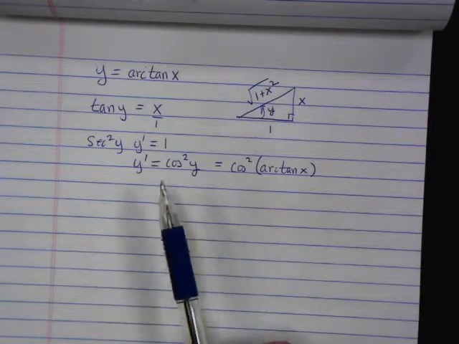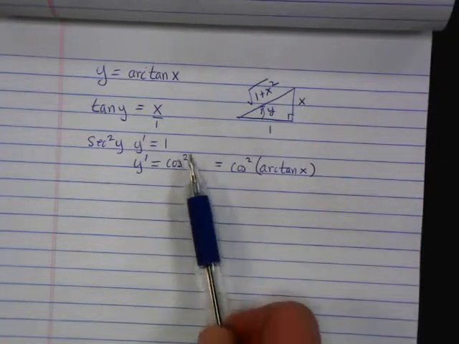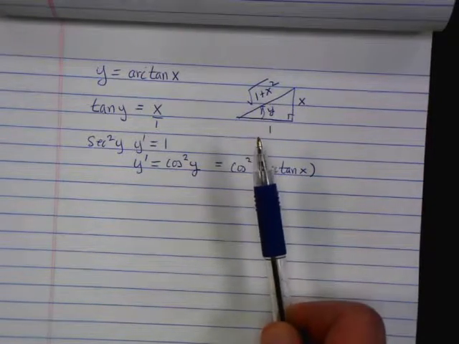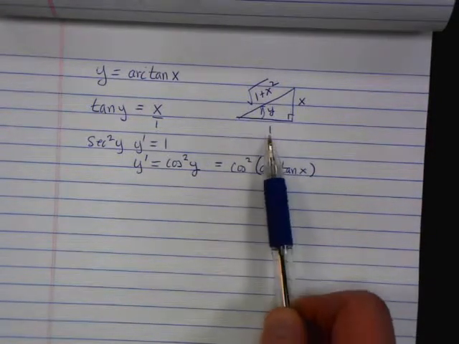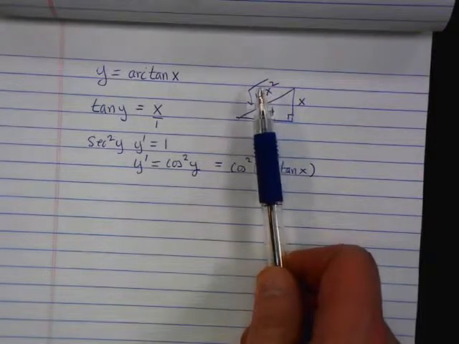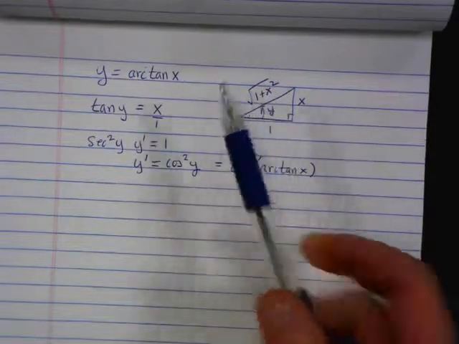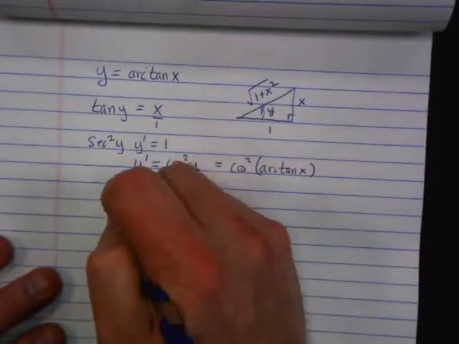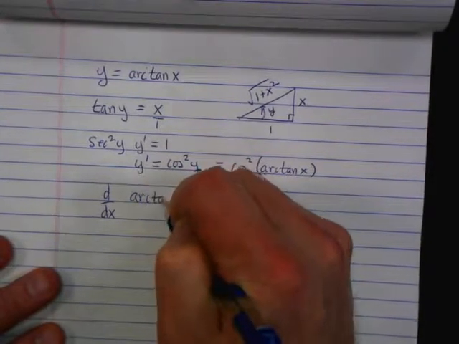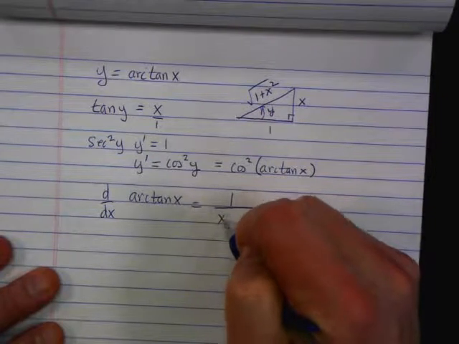So now I want the cosine of that angle. There's my angle. I want the cosine of it, and then I want to square it. So what's the cosine of this angle? 1 over the square root thing. But then I square it. What happens when I square it? The square root thing goes away. So the derivative of the arc tangent of x turns out to be 1 over x squared plus 1.